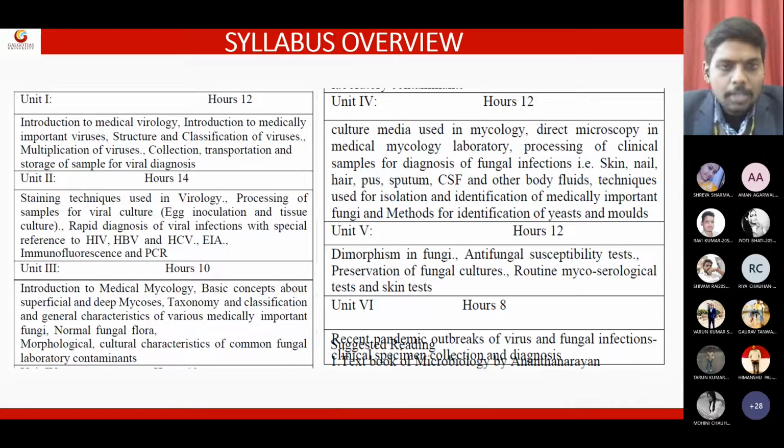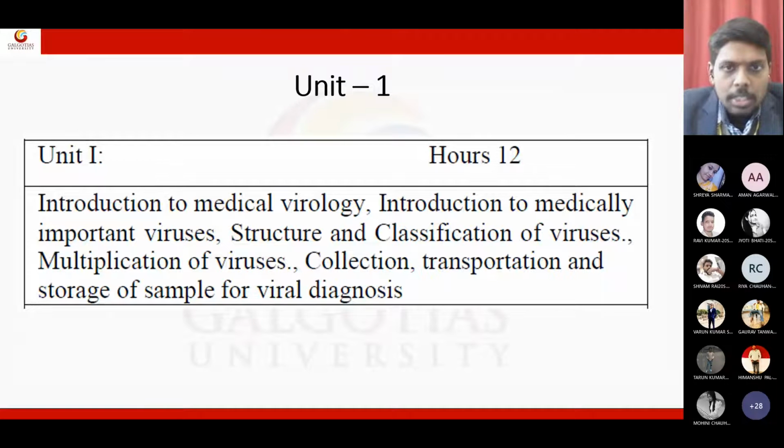CAT 1 will have the first 2 units, unit 1 and 2. In your CAT 2, you have 3 and 4, and in the CAT 3, you have 5 and 6, which is activity based. So in the unit 1, we have basics in virology, such as introduction to medical virology, introduction to medically important viruses, structure and classification of viruses, multiplication of viruses, collection, transportation, and storage of sample for viral diagnosis. So these are the important topics in the unit 1.